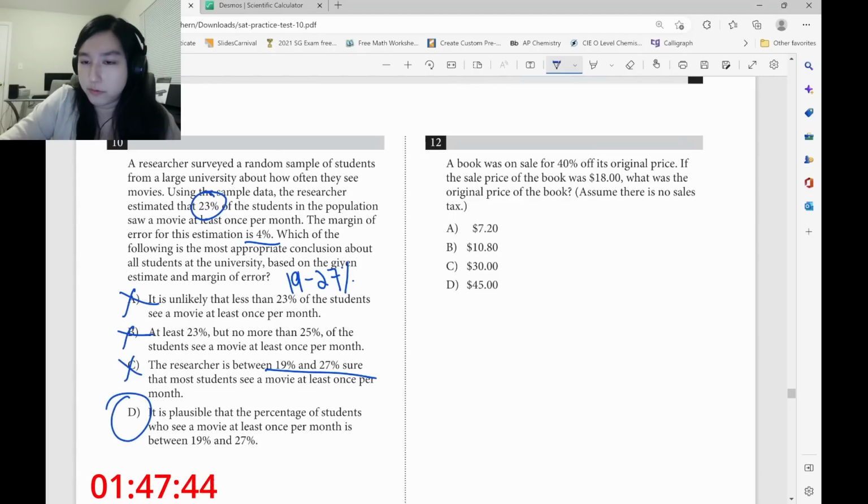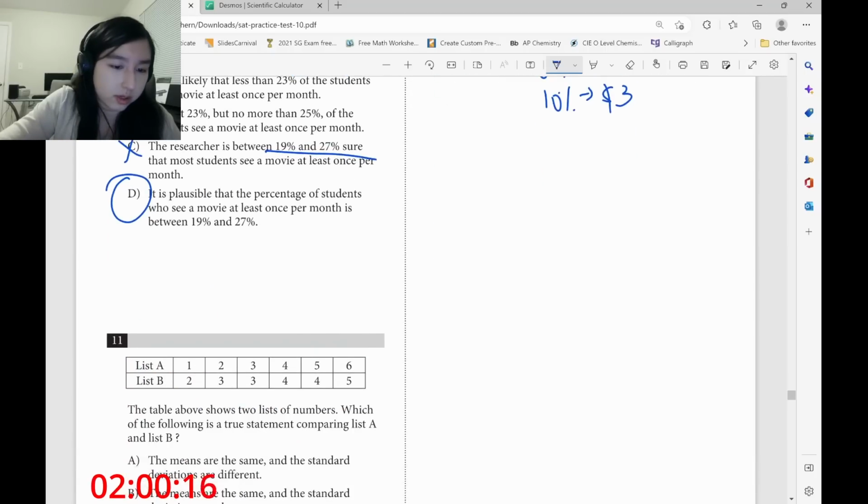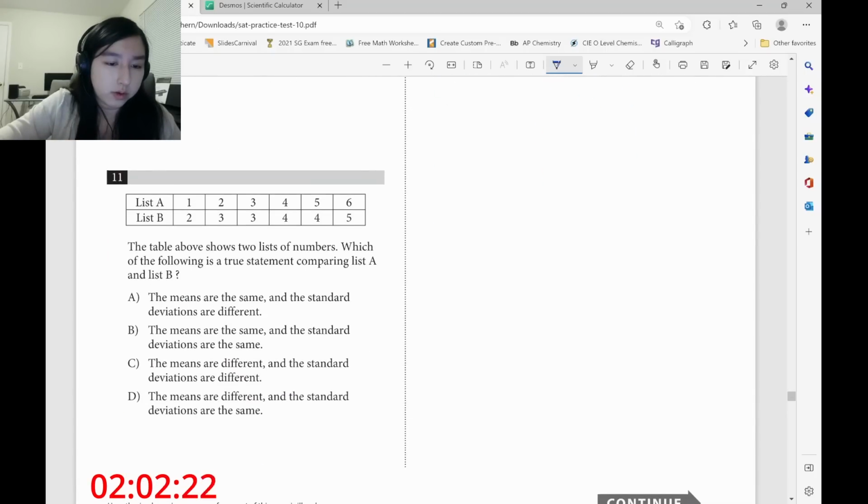Okay, it's on sale for 40%. Sale price is that. What's the original price? So it's on discount 40% off. Alright, so 60% is equivalent to $18. That means 10% is going to be $3 and 100% is 30. That's it.